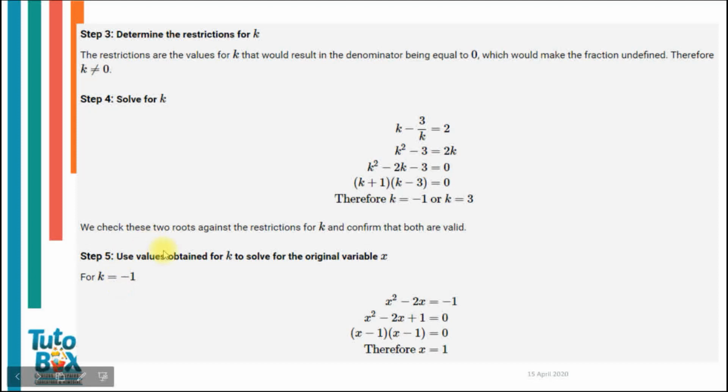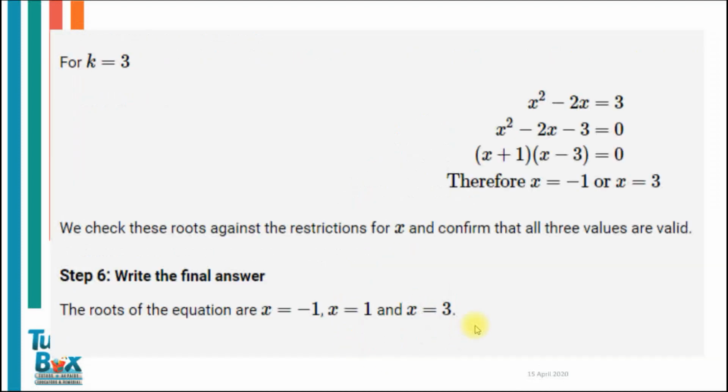So for k is equal to minus 1, remember that x squared minus 2x was equal to your k. So now x squared minus 2x will be equal to minus 1, and you do the maths. Therefore, x is 1. And you do the same thing for 3, and then you get x is minus 1 or x is 3. Then you write your final answer. You get that root, that root, and that root.